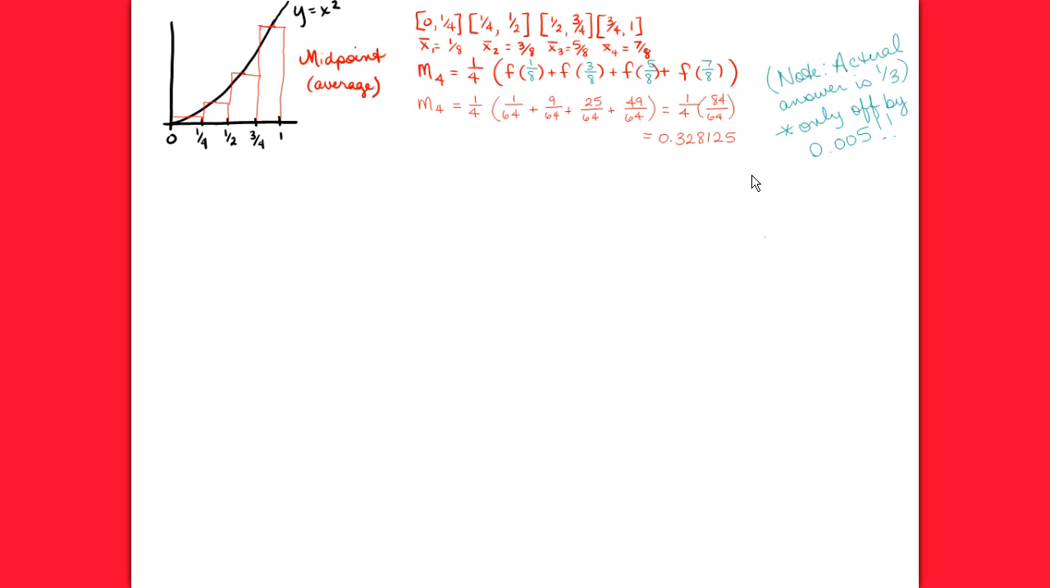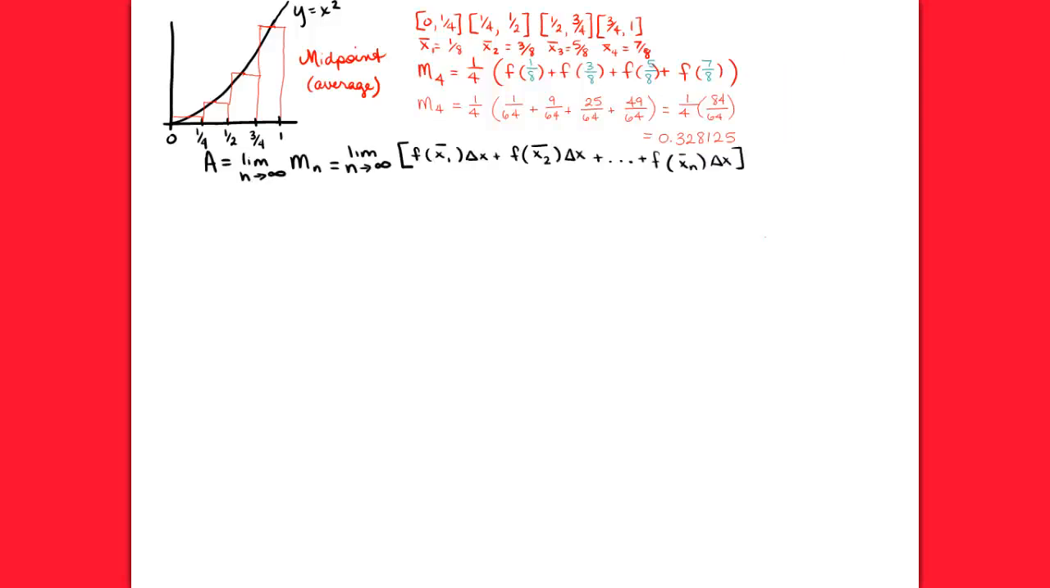Look at that approximation. We've already said the actual area under the curve is 1/3, 0.3 repeating. I am only off by 5/1000ths, and I didn't use 100 rectangles. I used 4. Midpoint is a significantly better way of approximating than either left or right.